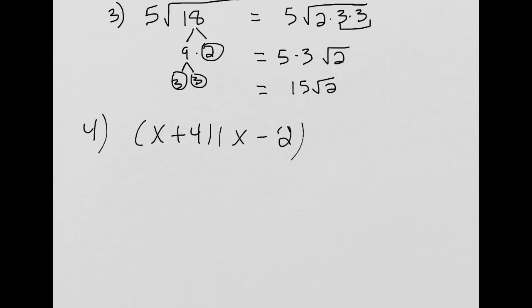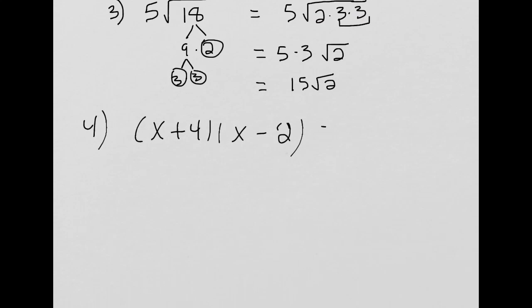The last thing I just want to refresh you on is how we multiply groups of terms with other groups of terms. So here I've got x plus 4 times x minus 2. So when we multiply these together, I need to do a whole bunch of distributing. Some people call it FOIL. So the way that works is I'm going to take this x and I'm going to distribute it all the way through the second group. So x times x is x squared. Then I've got x times negative 2 is minus 2x.